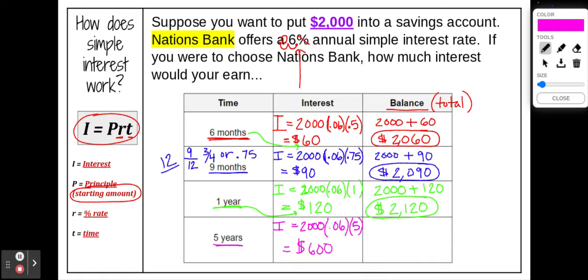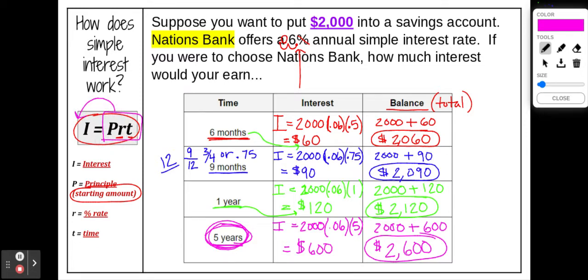Free money. Okay, so we've got $2,000 that we started with. Let's find our balance. Our balance is our total amount of money that we could pull out after 5 years. And we want to add the $600 that the bank paid us. And so now we would have a total of $2,600 at the end of 5 years. Super cool. Okay, this is how simple interest works. It's as simple as multiplying principal times rate times time to find your interest, that little bit of extra money that you get paid to keep your money in a bank account.